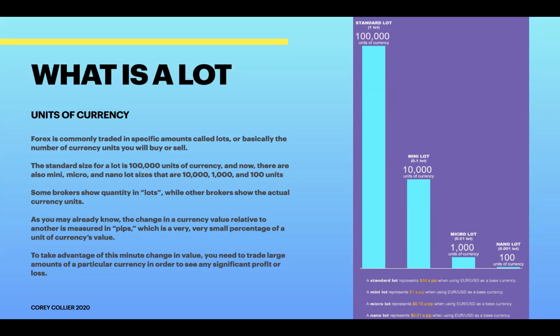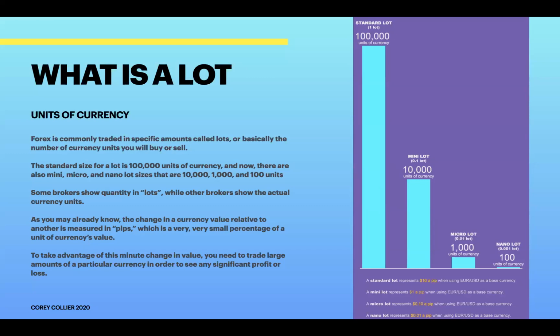Guys, you're not going to be on a broker that's going to let you trade nano lot sizes. The lowest is going to be micro, okay? So you've got 1.00, which is 100,000 units. You've got 0.10, which is 10,000 units. Then you've got 0.01, which is 1,000 units. You're not going to be able to trade with any broker that's going to allow you to trade just 100 units. Some brokers show quantity in lots, while others show the actual currency units. A lot of the times you're just going to see it in lots.